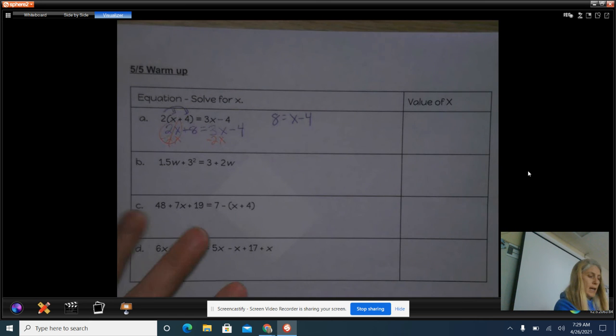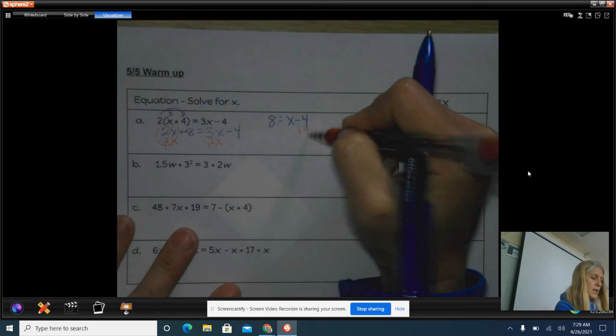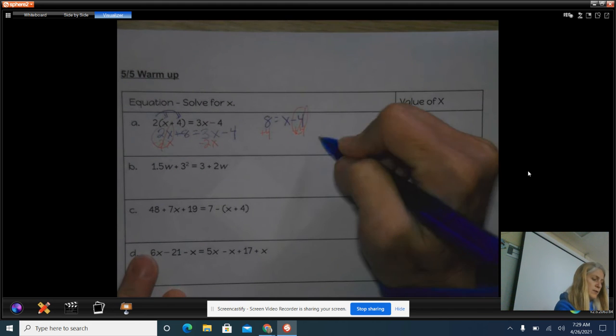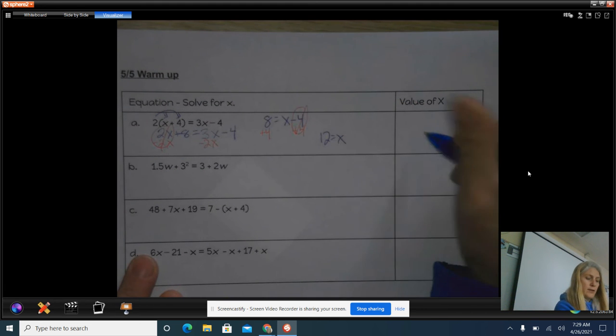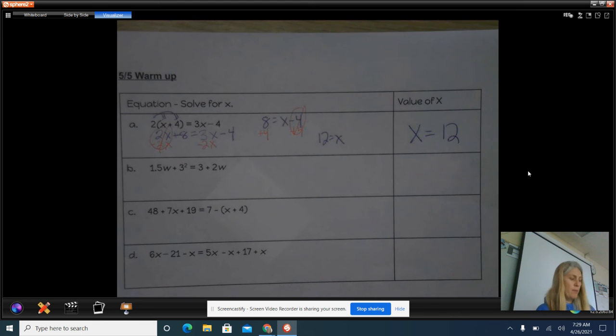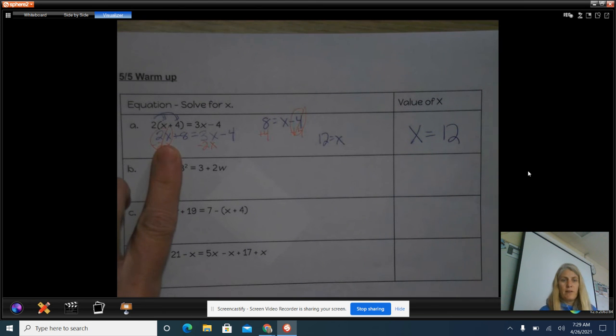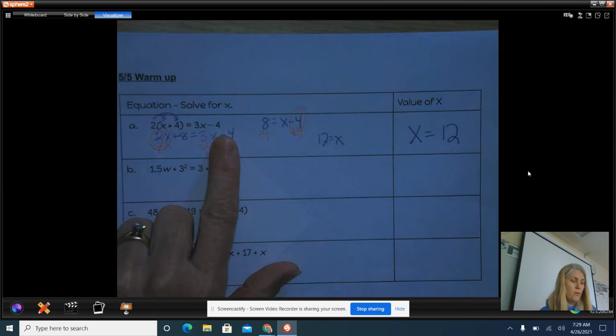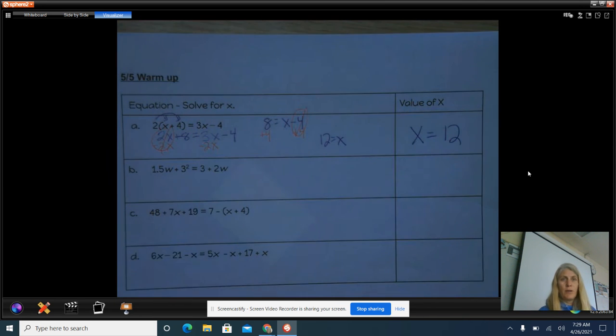We're now going to go ahead and move our numbers to the other side of the equation. And 8 plus 4 is 12. So our answer, x, is equal to 12. So once again, we check our answer by plugging that into both spots for x. So 12 plus 4 is 16. 16 times 2 is 32. Here I have 36 minus 4, which is also 32. So we know that we have that correct.